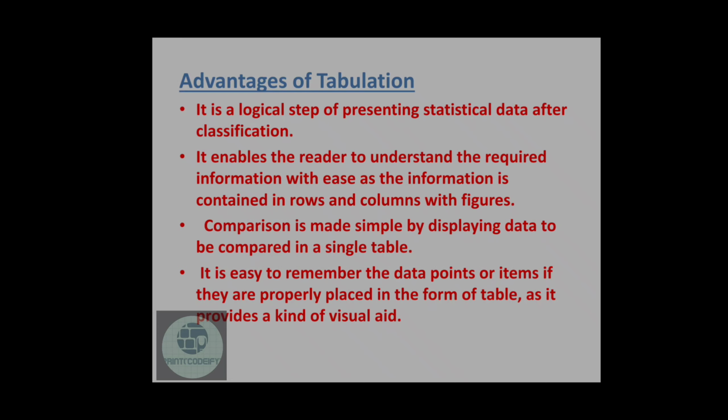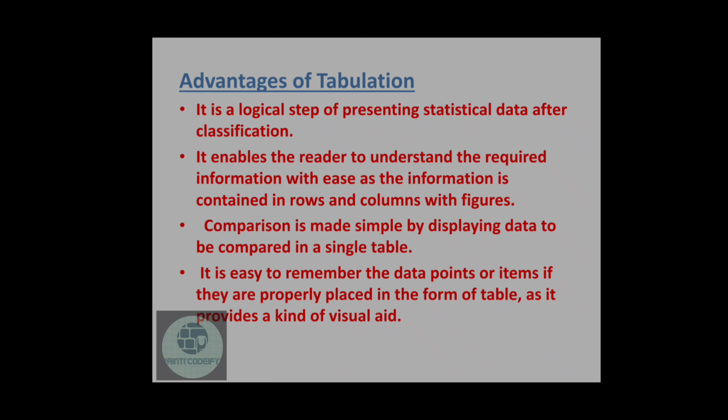treatment. Advantages of tabulation. To simplify complex data, tabulation simplifies complex data by arranging them systematically in a meaningful manner. So, tabulation converts confusing information into understandable form. It is a logical step of presenting statistical data after the classification. It ensures the reader understands the required information with ease as the information is contained in rows and columns with figures. Comparison is made simple by displaying data to be compared in a single table.